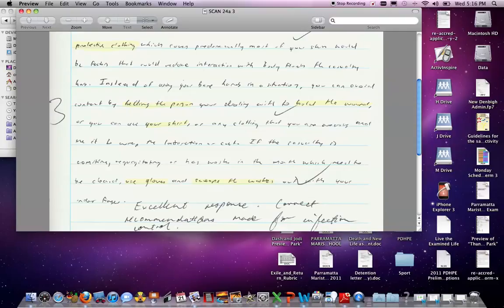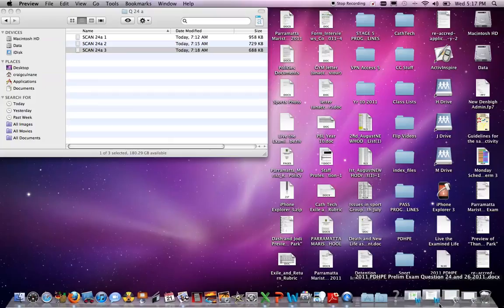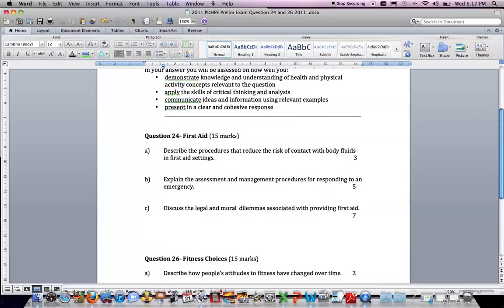Then the other thing that was mentioned, with the performing of CPR, when in the recovery position and clearing the airway, some students mentioned, which was a good point, that the casualty should be rolled away from the first aider.